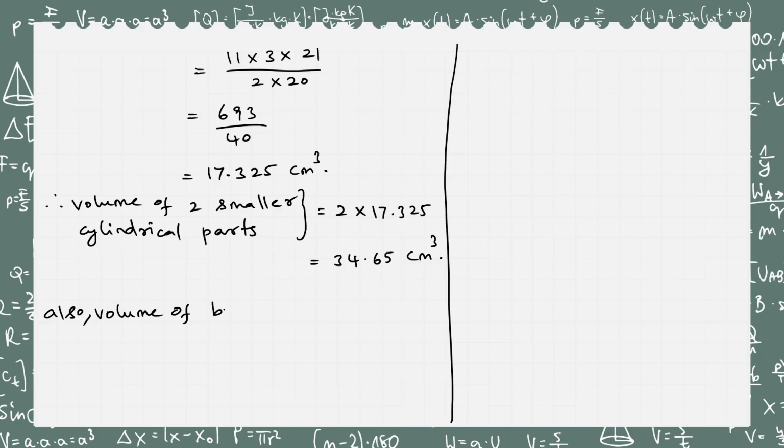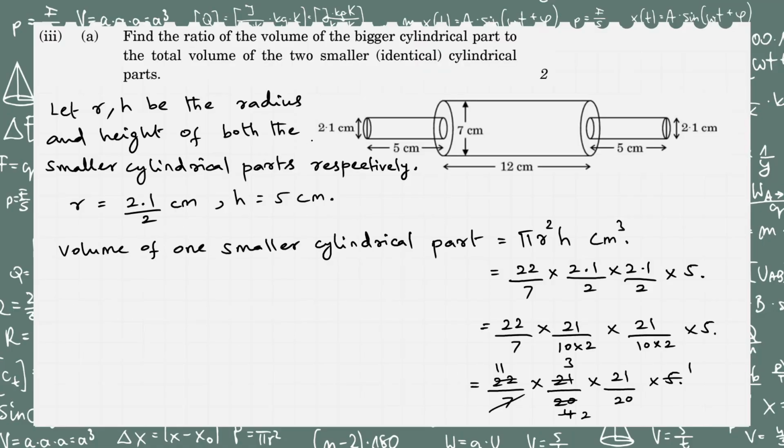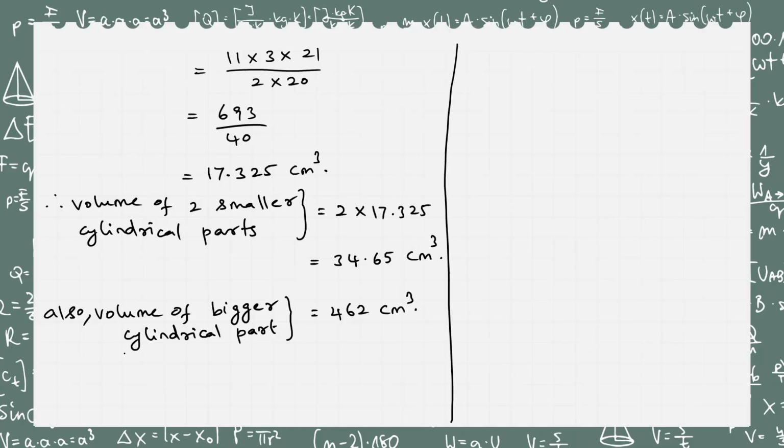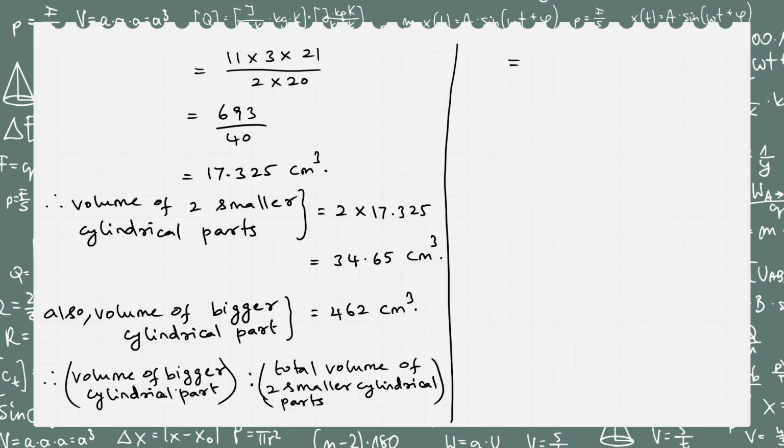Volume of bigger cylindrical part equals 462 centimeter cube, right? Now let us see the question. Ratio of the volume of the bigger cylindrical part to the total volume of the two smaller cylindrical parts. So that we are going to do now. The bigger cylindrical part's volume is 462 is to the two smaller cylindrical parts' total volume of 34.65.